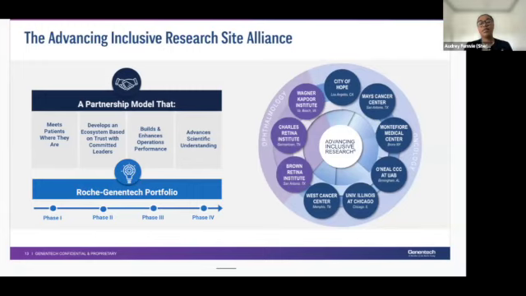So we created a partnership model that, 1, meets patients where they are, develops an ecosystem based on trust and committed leaders, builds and enhances operations performance, while also advancing scientific understanding. And in doing so, we are creating long-term partnerships with people who are doing the work. We're building trust, but then also building communities where we can definitely put our foot in and say, we've been there, we know where you are, how can we improve this? So what has come out of the Advanced Inclusive Research Site Alliance?